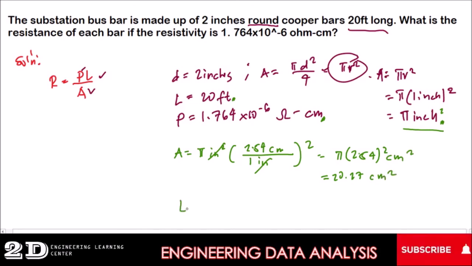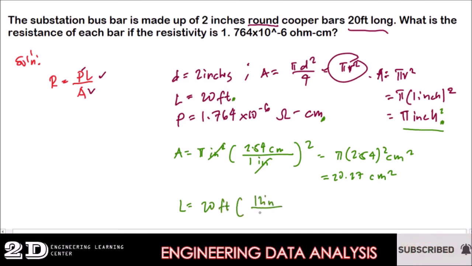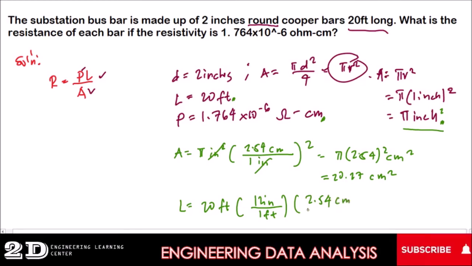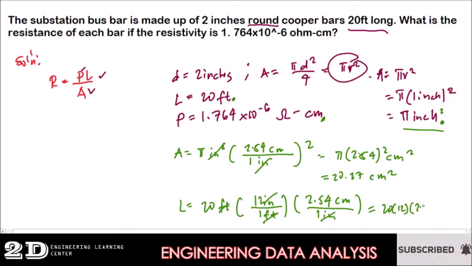Tapos yung length natin, yung convert natin sa centimeter. So we have 20 feet times 12 inches over 1 foot, times itong inches natin, convert natin to centimeter, 2.54 centimeter over 1 inch. So cancel yung inch, cancel yung feet. So we're left with 20 times 12 times 2.54 centimeter.